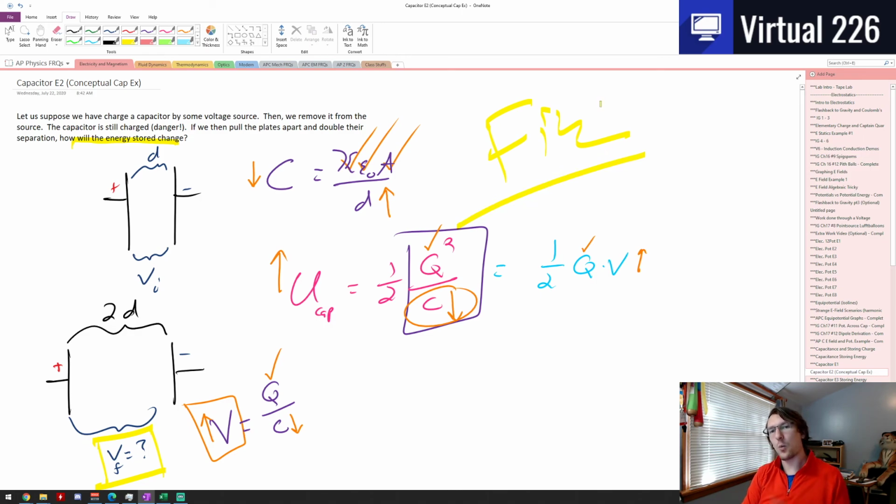Not too bad. We've got one more capacitor example we're going to look at, and then we are going to start moving into electric circuits.